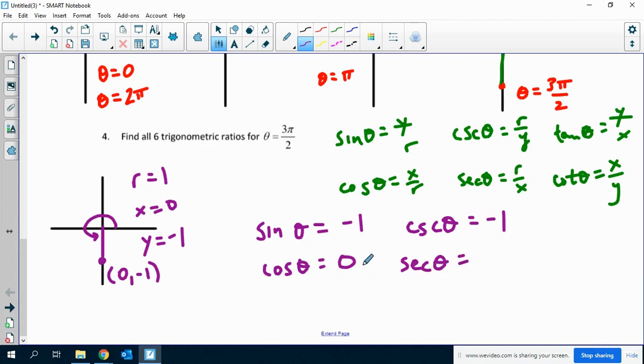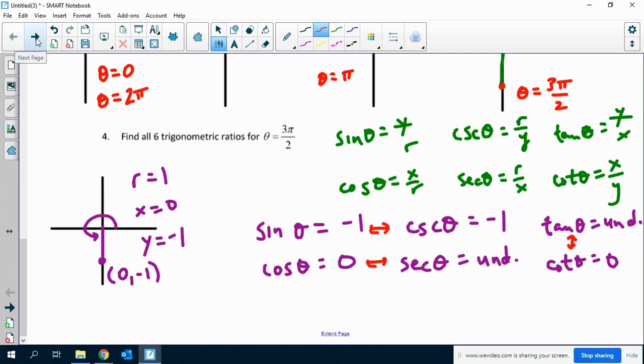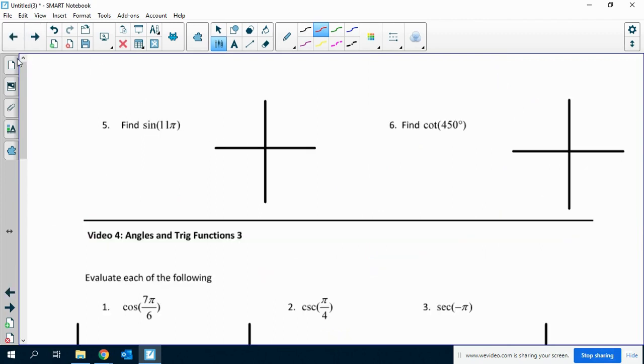Secant of theta is the reciprocal of 0. That's undefined. And that makes sense because if I have 1 divided by 0, that is going to go off to infinity. It's going to be undefined. The tangent of theta is going to be y divided by x. Notice that x is 0, so that's undefined. And the cotangent is going to be 0 because that's 0 divided by -1. That's 0. Notice that sine and cosecant are reciprocals. Cosine and secant are still reciprocals. And tangent and cotangent are still reciprocals. So it works out. So quadrantal angles actually aren't that bad.